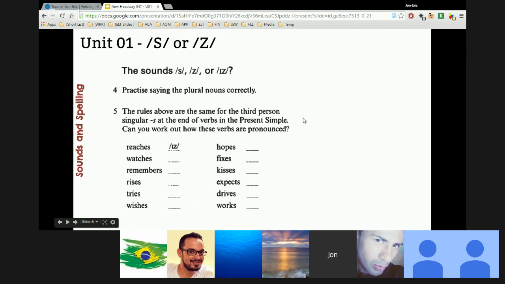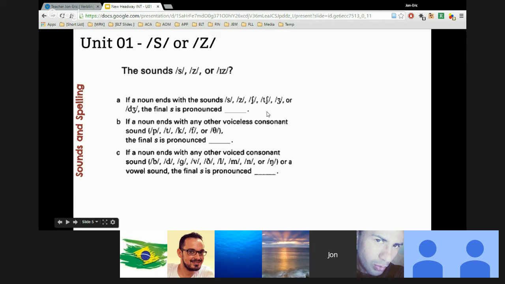Let's jump to exercise 5 here. The rules above are the same for the third person S. Okay? So now that you know the rules, just ask yourself, does it end with a voiced or voiceless consonant? Or does it end with something like an S? If it ends in something like an S, it's rule A, and rule A states that you have to add the is. If it's voiceless, it's got to be a voiceless S, which is S. And if it ends with a voiced sound, your vocal cords are moving, it's got to be a voiced S, which sounds like a Z.